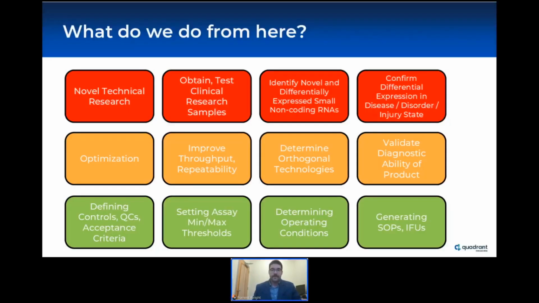So, what do we do with all of this novel technical research and all this high-level collaborative discovery? Typically, our clinical research team is out there obtaining research samples in sufficient volumes, often not only in the hundreds, thousands, potentially even tens of thousands of samples. We use these samples to then drive our own internal novel discovery by identifying these differentially expressed molecules such as small RNAs, microRNAs, PIWI-interacting RNAs, and then also confirm the research findings of ourselves as well as others.